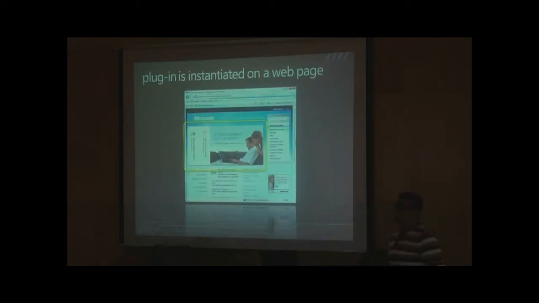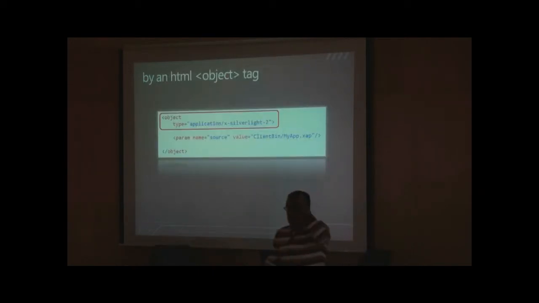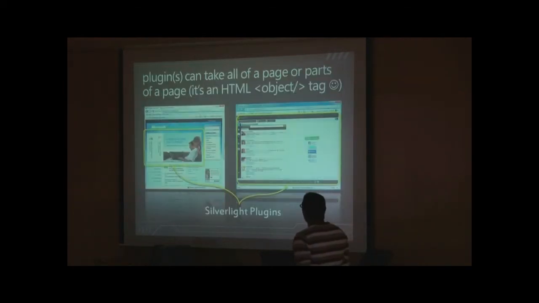So what you do is you build your Silverlight application and you host it on the web page. So the plugin is instantiated on the web page. If you worked with HTML before, you will find this the typical syntax of declaring a plugin. You define an object. Okay. And in the Silverlight object, you pass the parameter, the file.